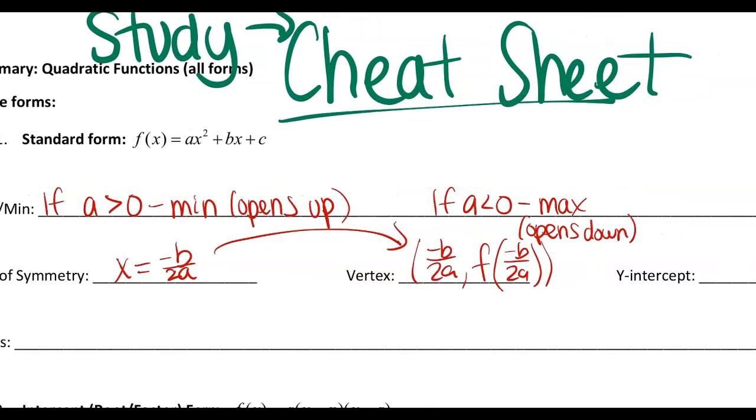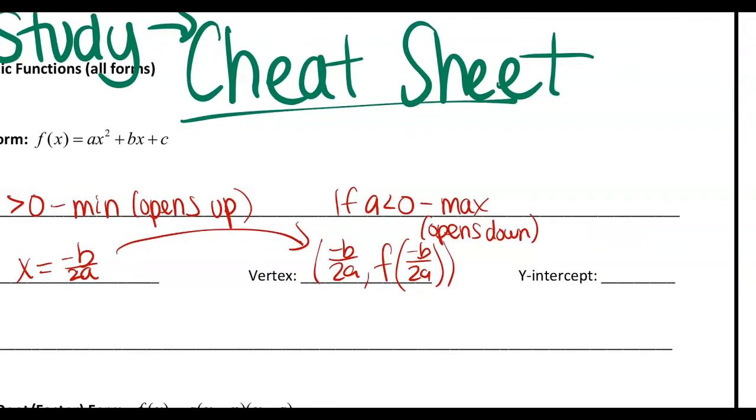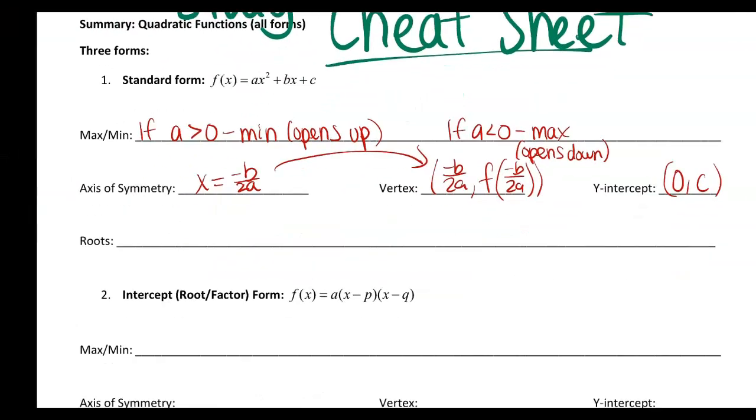For the y-intercept in this equation, what is the y-intercept? Is it the a, b, or c value? It's the c value. If you plug in 0 for x, so let me try that again: a times 0 squared plus b times 0 plus c. These are going to cancel, these are going to cancel. So you're just left with the c. So my y-intercept, and you can do this only for standard form, is (0, c).